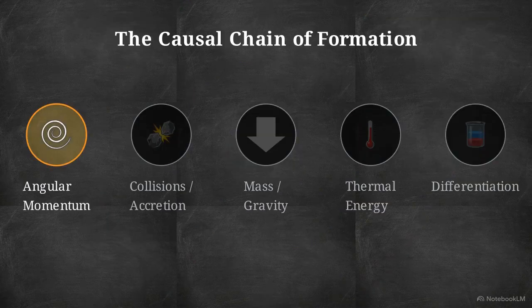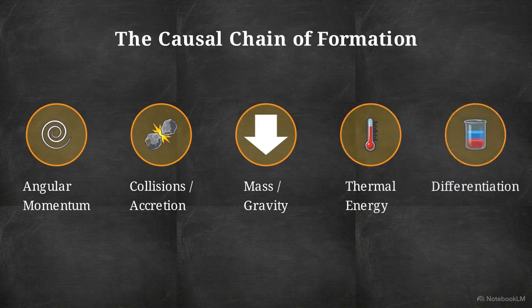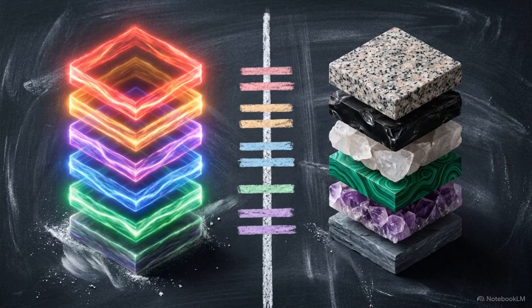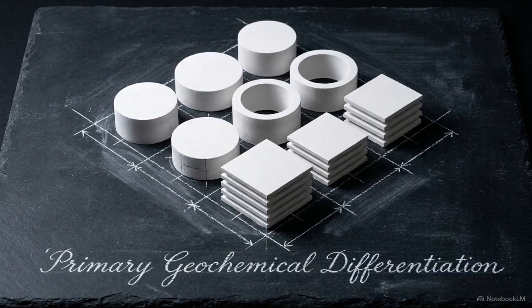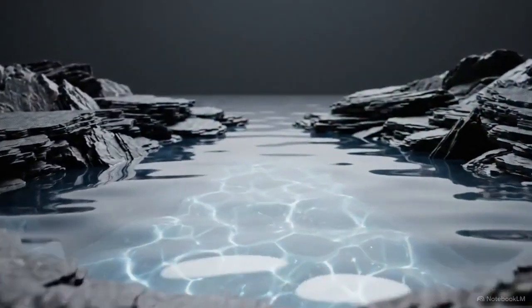Angular momentum forced collisions. Those collisions built mass. Mass generated gravity. Gravity trapped heat. And that heat reduced solids to liquids, allowing physical sorting to take over. The physical laws of the universe mandate this stratification across all states of matter, applying equally to solar plasma and planetary rock. Primary geochemical differentiation is the foundational mechanism of the universe. By sorting chaos into distinct layers, it creates the stable crusts, volatile atmospheres, and magnetic cores that ultimately set the stage for life.